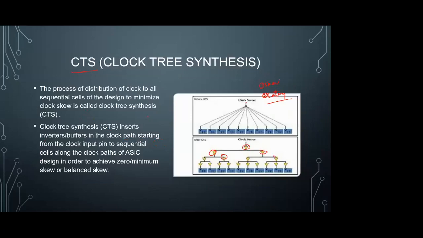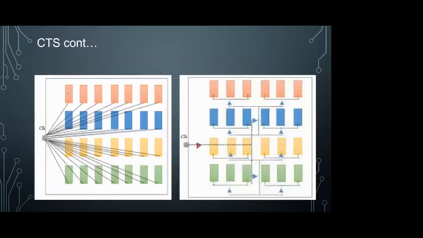There are two goals for us: skew and latency. For example, if you see this image, one cell is sitting here, another cell is sitting here. It is always trying to balance the skew, and that's why it is unnecessarily adding so many buffers here. It is trying to balance skew between 1 and 2. So what is the skew here? The difference in delays from here to here and from here to here.